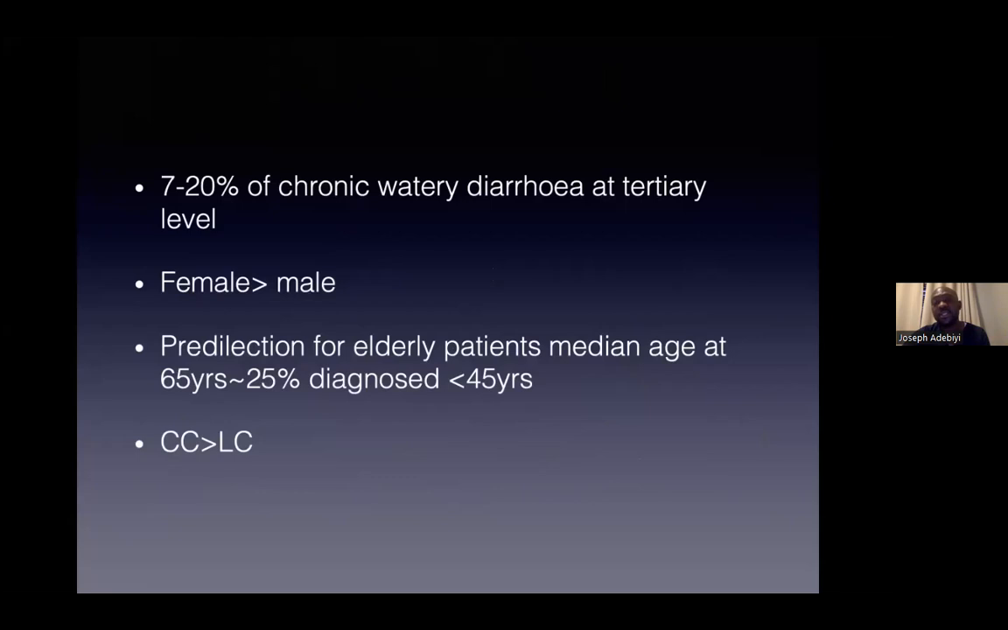And if you look at a typical tertiary center, at all the patients they see who would present with chronic watery diarrhea, we have seen that about 7 to 20% of those patients would have microscopic colitis. There is a significant female to male preponderance, and the reason for this is unknown. And then, like I said earlier, there is a strong predilection for the elderly patients with a median age of about 65 years. Just under 25% of patients would present at an age of less than 45. And most studies have shown that the collagenous subtype is more common than the lymphocytic subtype.